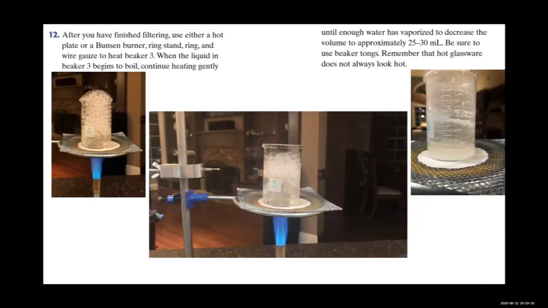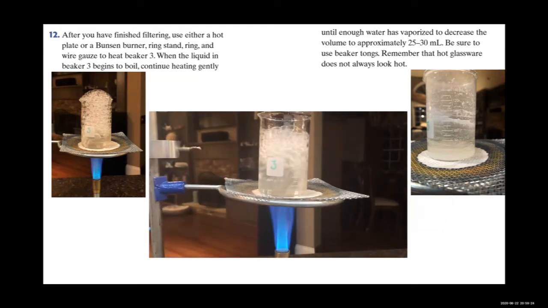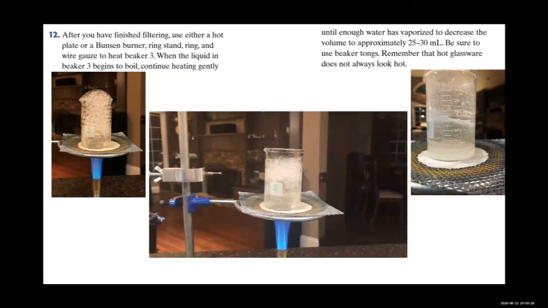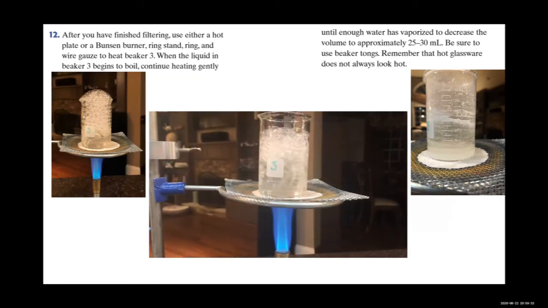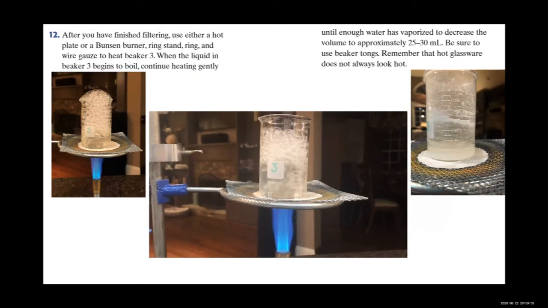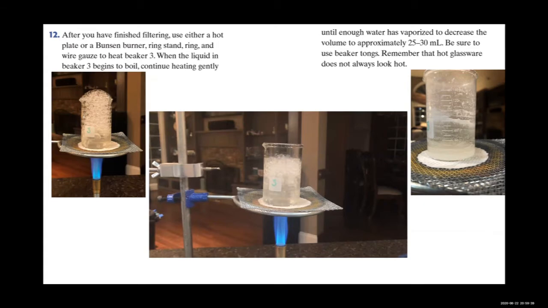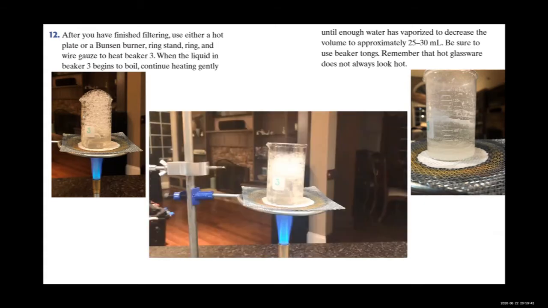After you finish filtering, use either a hot plate or a Bunsen burner, here's our Bunsen burner, and a ring stand, ring, and wire gauze to heat beaker 3. When the liquid in beaker 3 begins to boil, we're going to continue to gently heat it until enough of the water has vaporized to decrease the volume to approximately 25 to 30 milliliters. Be sure to use beaker tongs. Remember that hot glassware does not always look hot.